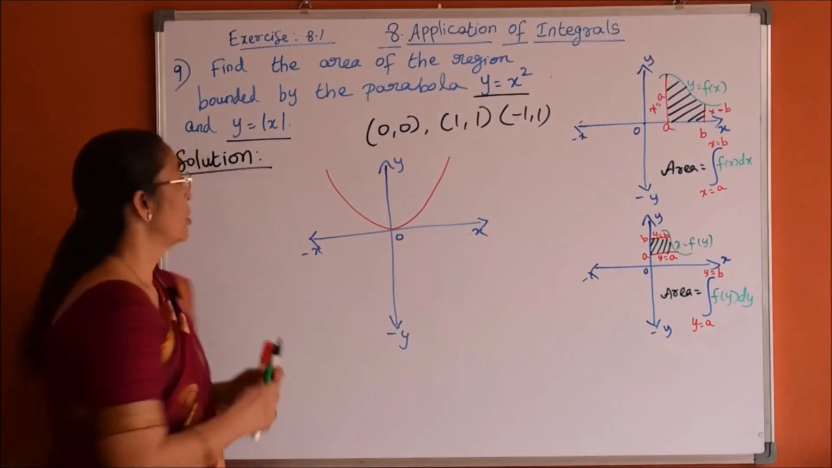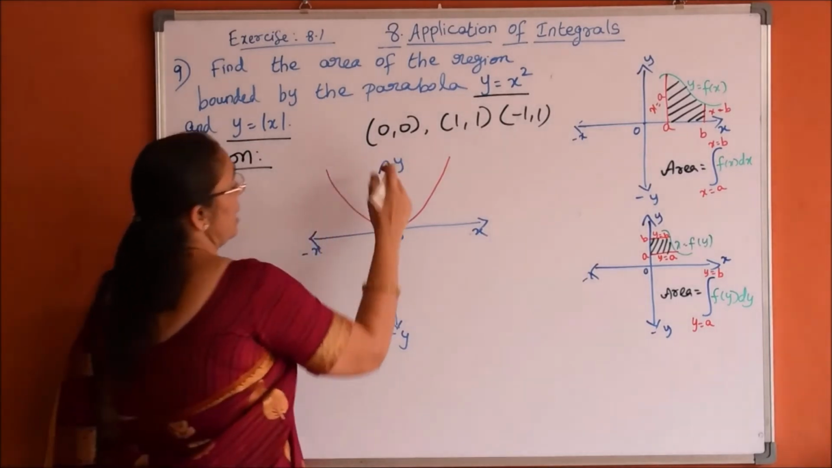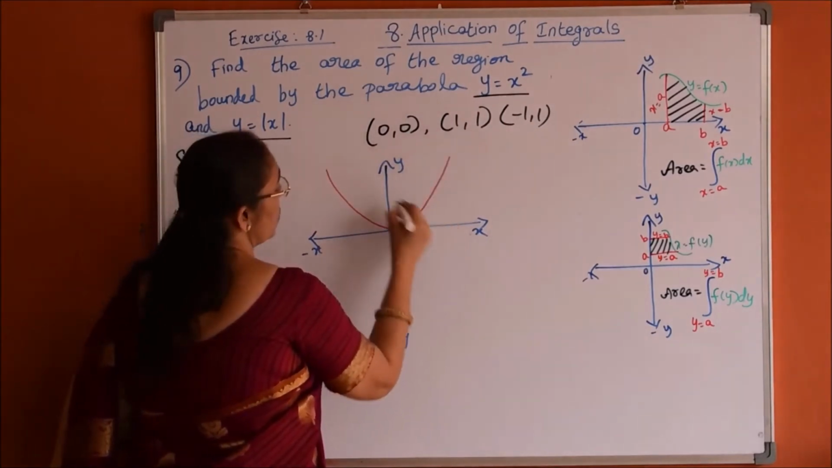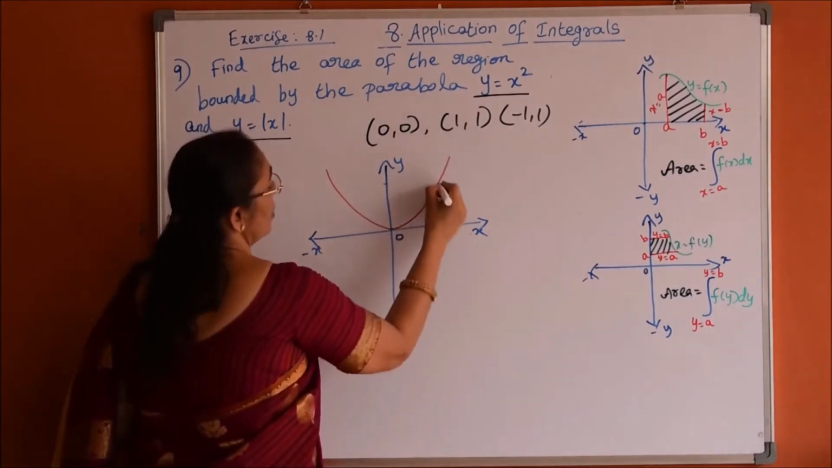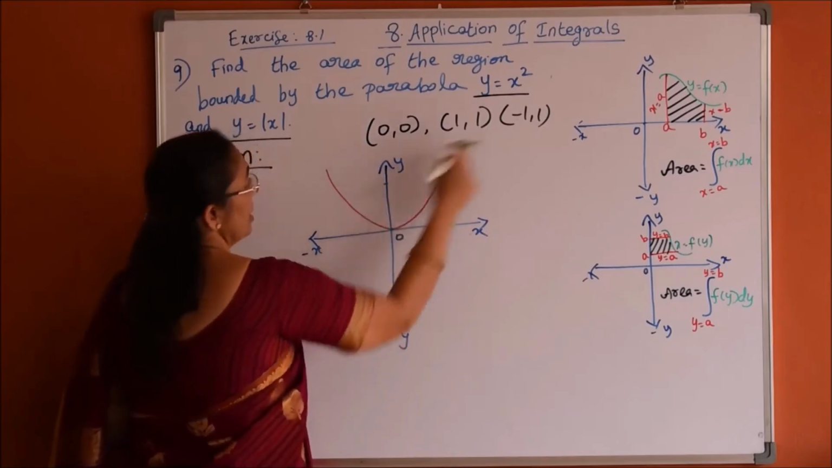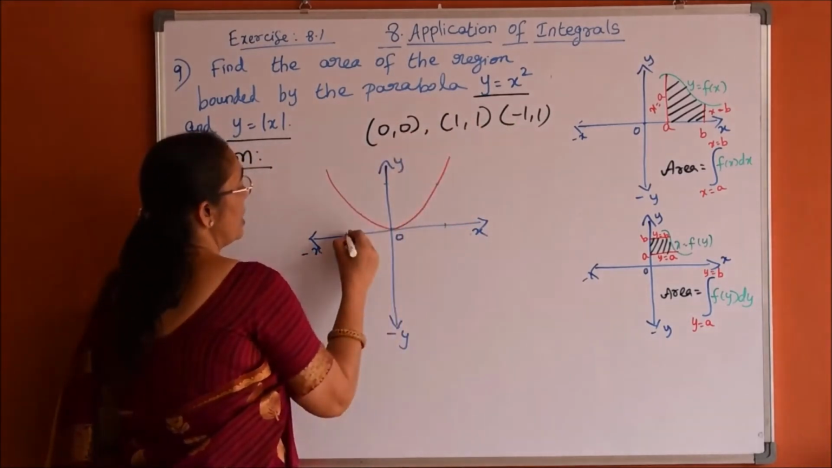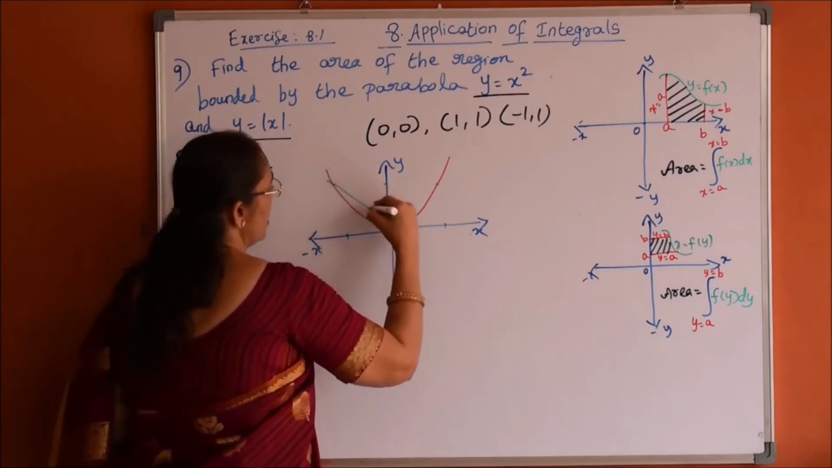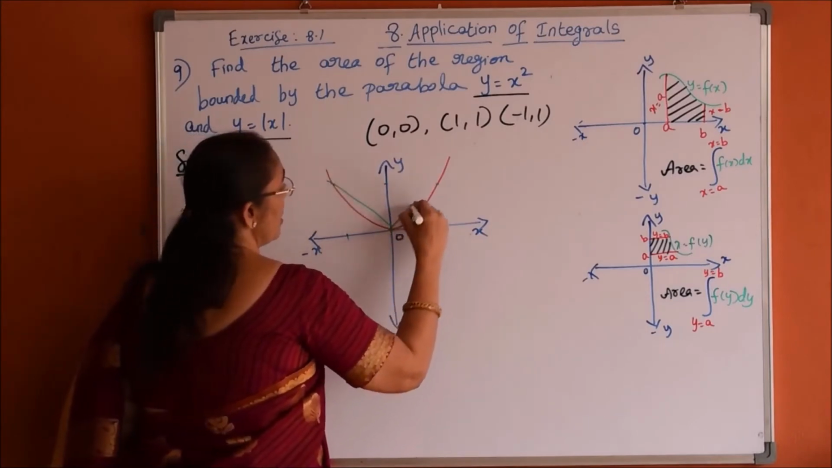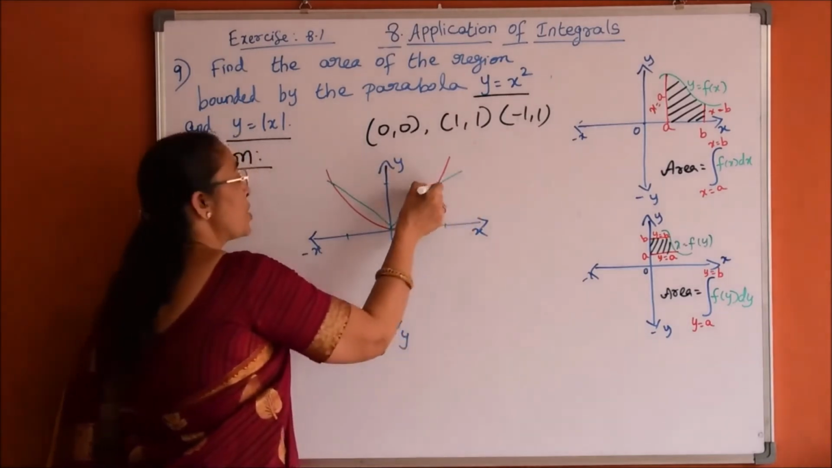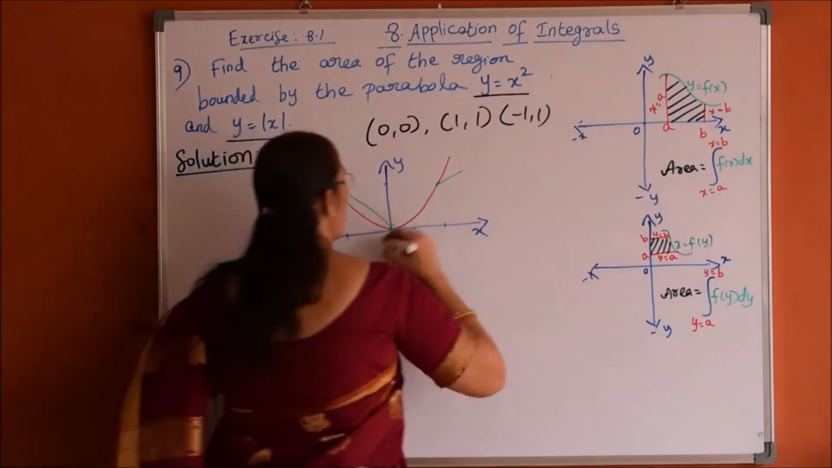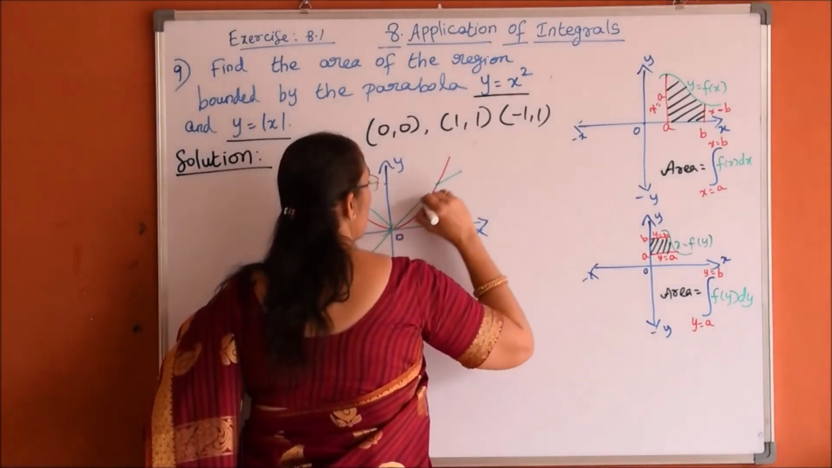These two are intersecting at one point, 0 comma 0, and another one is x1 y1. So this is one intersection point. One more intersection point is x is minus 1 and y is 1. So your curve y is equal to mod x is like this. It should be a straight line. Do not make it a curve. This is one straight line.